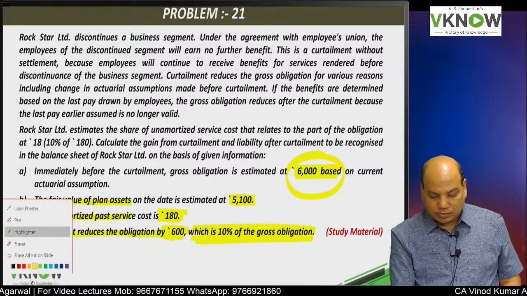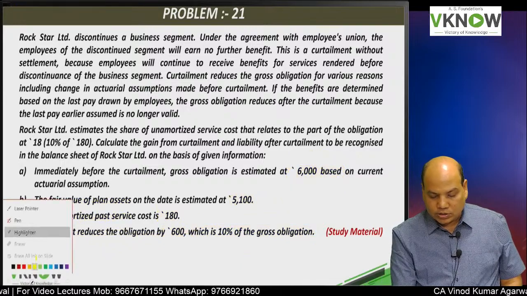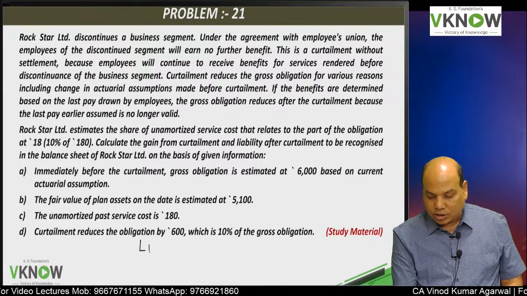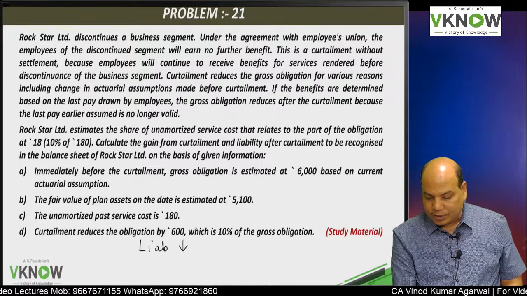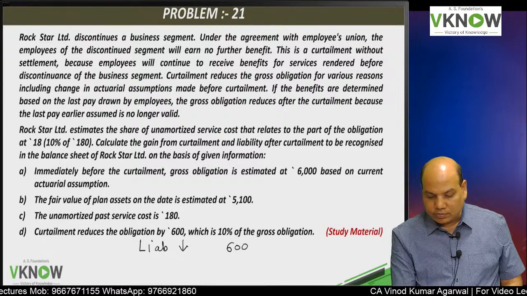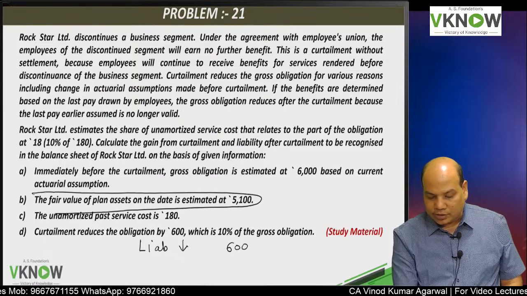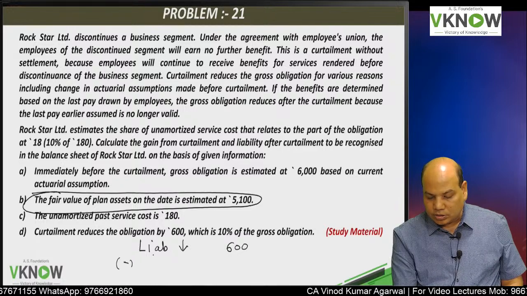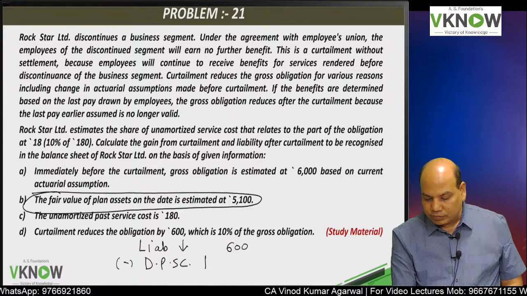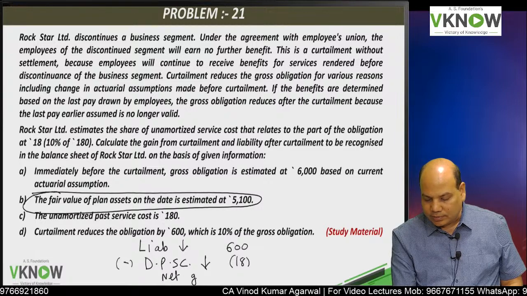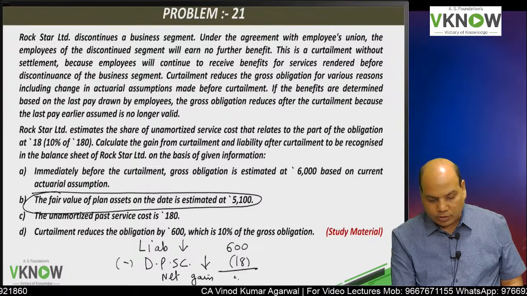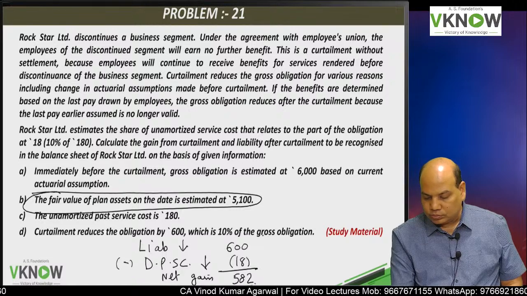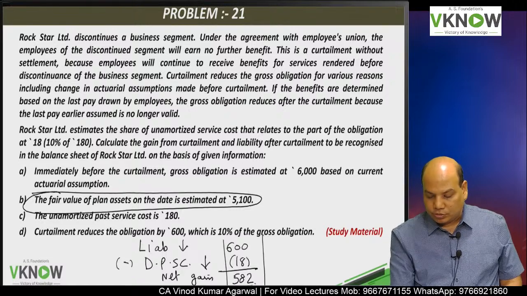Like the previous problem, you will just write 3 lines. Liability reduced by 600. Nothing happened to the plan asset, so don't disturb it. Minus, your deferred past service cost will reduce by 18. So net gain will be 582. Net gain will be 582.